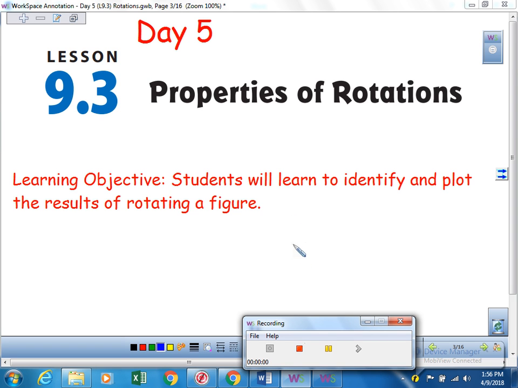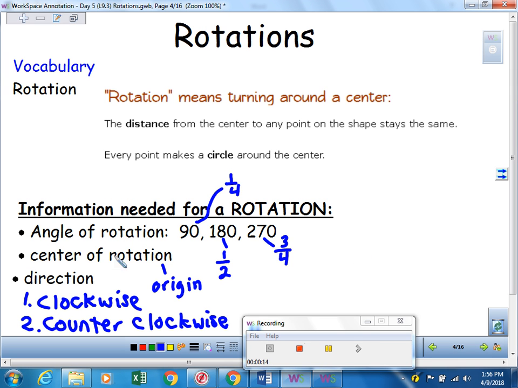So, we're going to learn, guys, how to identify and plot the results of a rotating figure. We already discussed angles of rotation. 90 degrees is a quarter turn. 180 is just upside down. 270 is a three-quarter turn, or a quarter turn in the opposite direction, right? A quarter turn in the opposite direction.